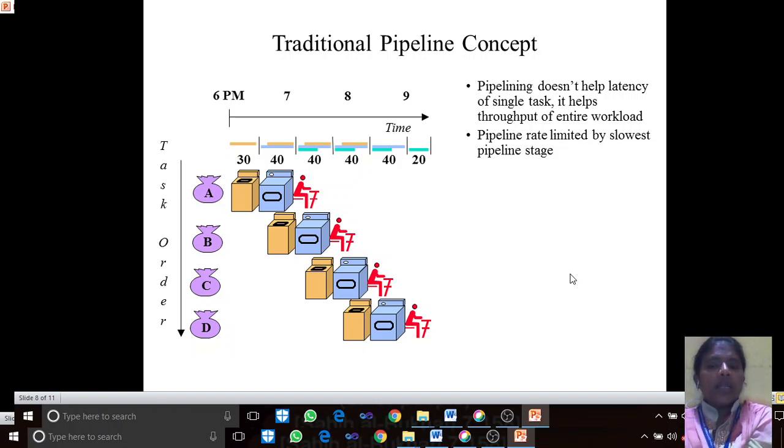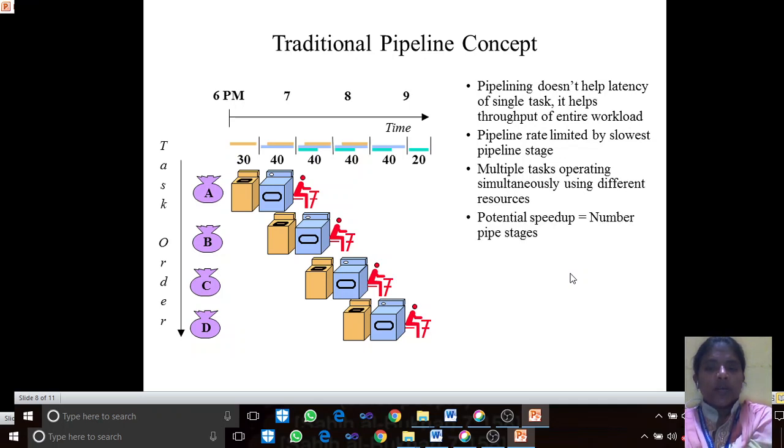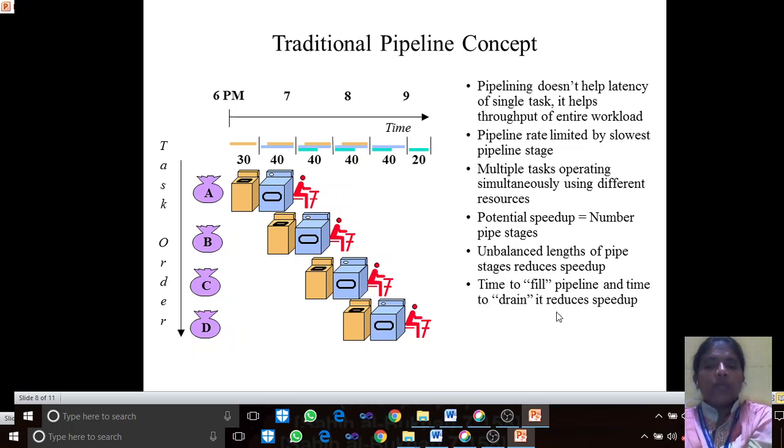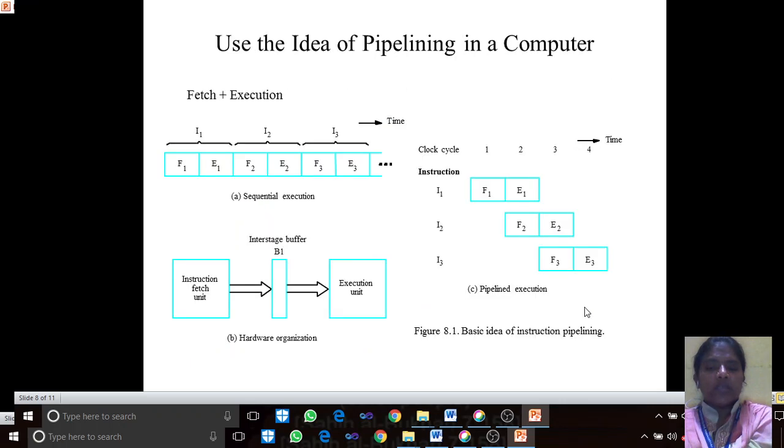Pipeline rate is limited by the slowest pipeline stage. Multiple tasks operate simultaneously using different resources. Potential speedup is equal to the number of pipe stages. Unbalanced length of pipe stages reduces speedup. You need to have a balanced one. Time to fill the pipeline and time to drain it reduces speedup. Stall for dependency. There should not be any waiting periods.